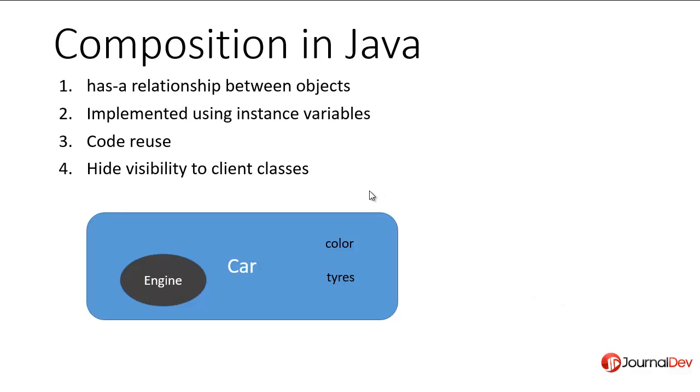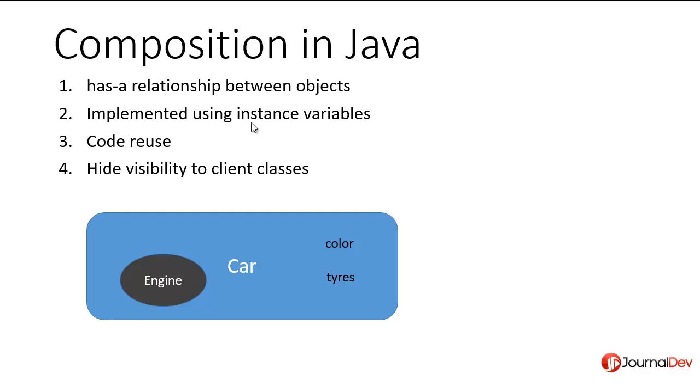In real life, an object can be made of some other objects. So we can say there is a has-a relationship between different types of objects. For example, if you see this image, a car can be an object, whereas an engine is also an object. But every car has an engine. So we can say that car and engine have this has-a relationship. This is a case of composition, and in Java it is implemented using instance variables.